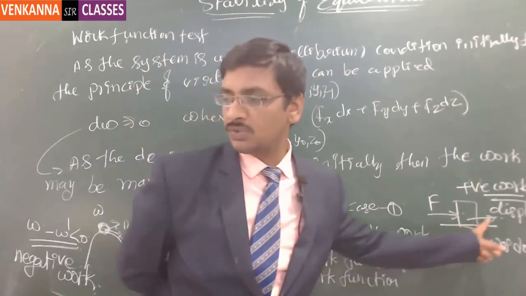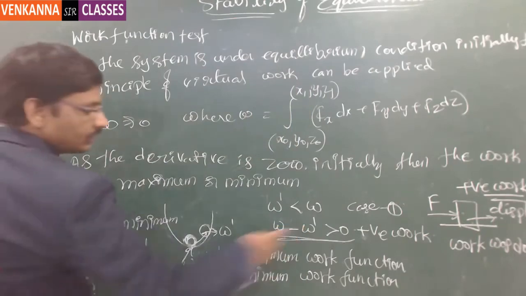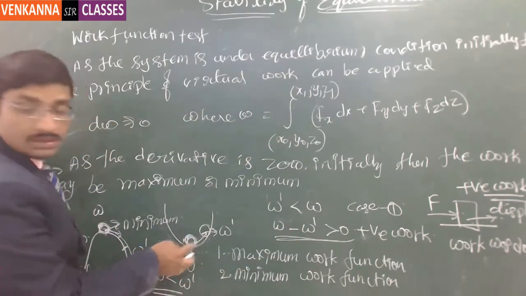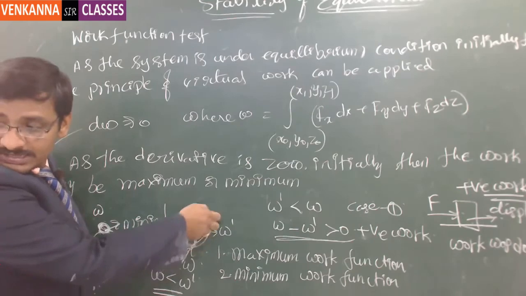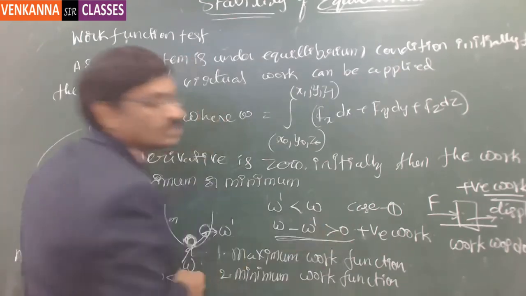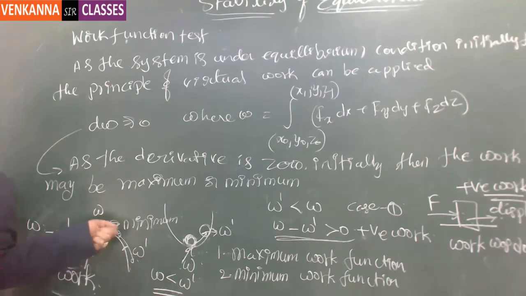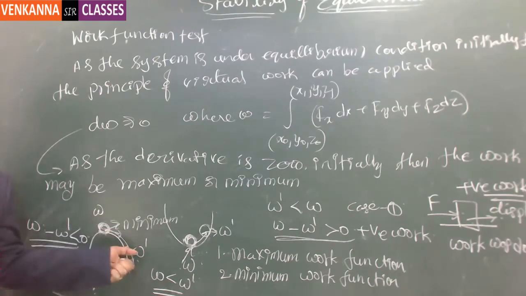Now positive work, if it is moving in this direction, this is a positive work. The force whatever you apply, it is coming back. Hence, W minus W dash is greater than 0, which is a positive work. But here, it is the negative work. W minus W dash is less than 0. So negative work means work energy is getting released. Hence, we got the negative work.